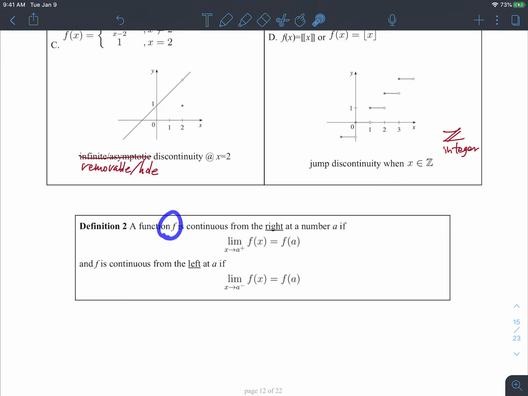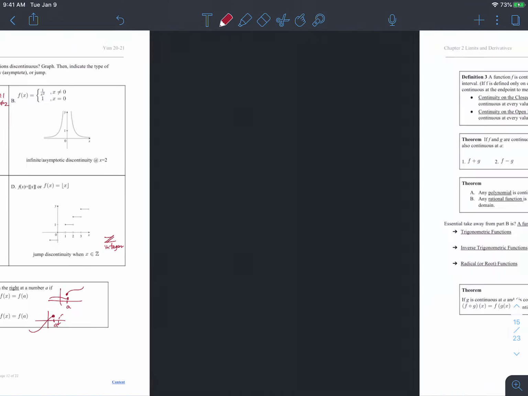A function f is continuous from the right if the limit from the right is equal to this. So for example, we may have something that looks like this, right? So from the left, it is not continuous, but from the right, it is continuous. For the second one, maybe you have something that looks like this. Something like that, okay? So that is continuous only from the left, okay? All right. So let's move on to the next page.